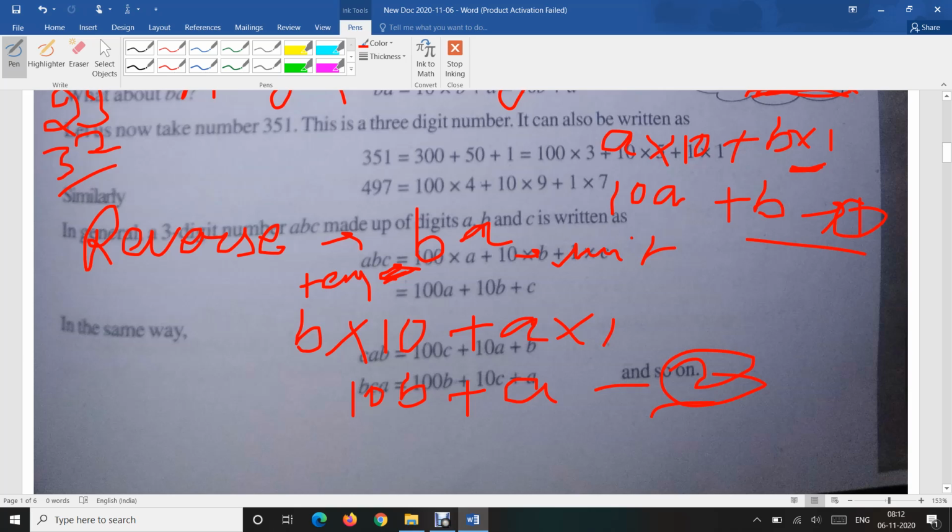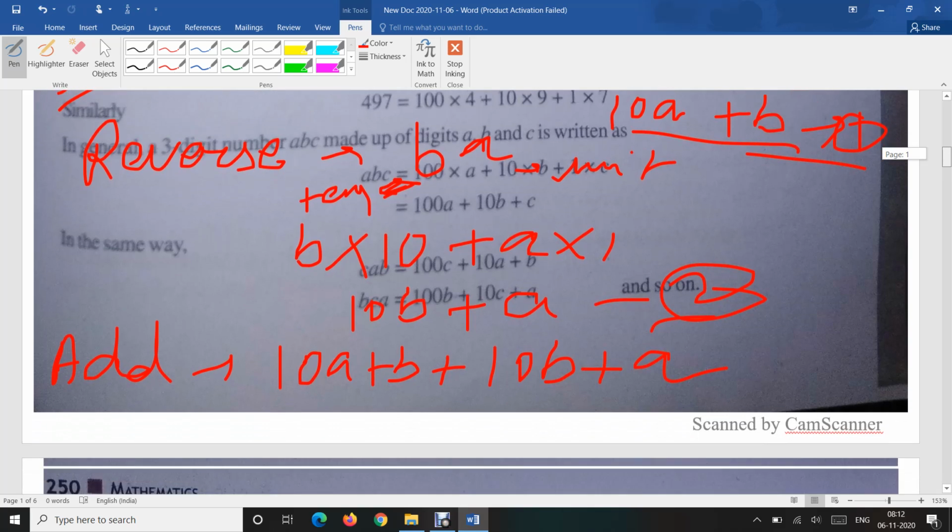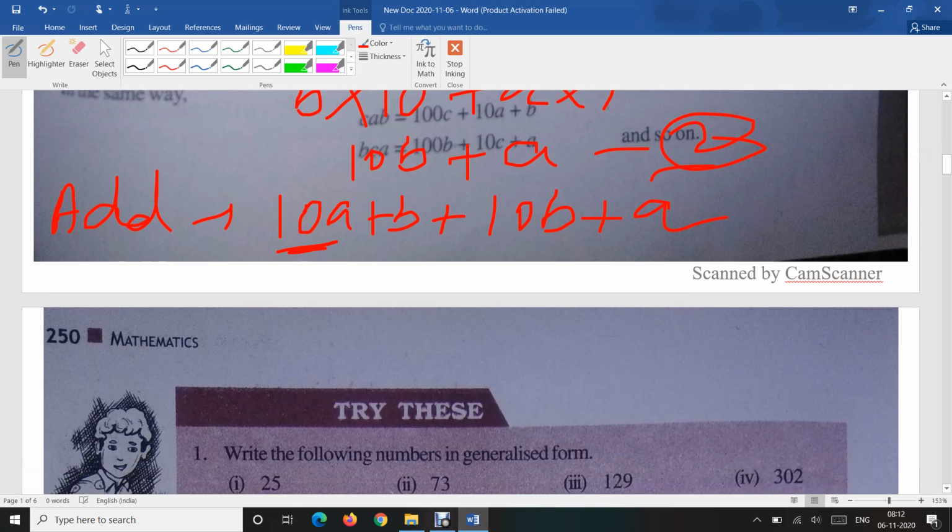This is the sum trick, that's why we have to add these two equations. What will happen when we add them? It will be 10A plus B plus 10B plus A. We can add only like terms. So this is 10A, this is 1A, it will be 11A. This is 10B plus 1B, so here we have 11B.